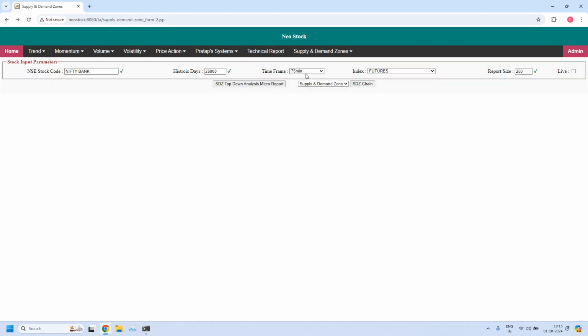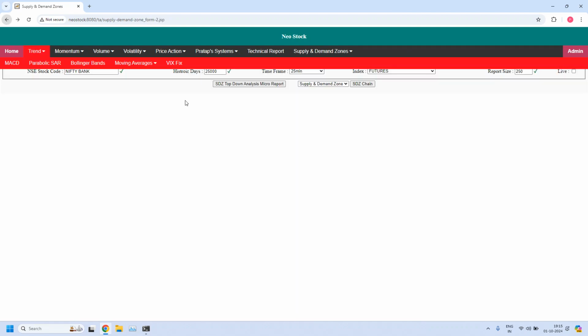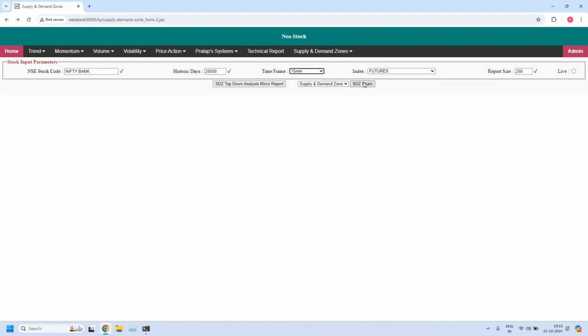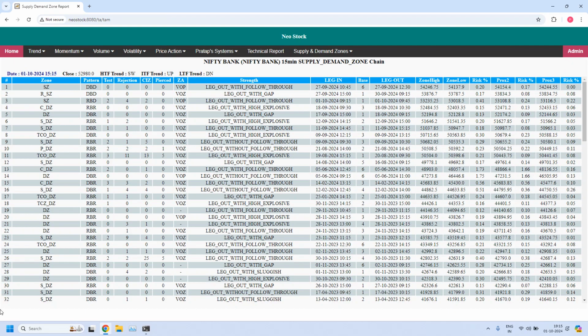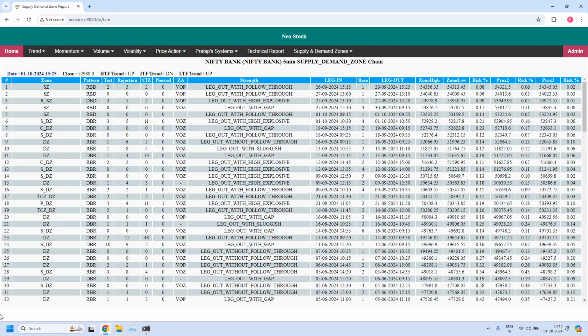The next time frame is 25 minutes, generating 25 minute supply demand zone chain for Bank Nifty. The next time frame is 15 minutes. I am generating 15 minute supply demand zone chain for Bank Nifty. And the next report is 5 minutes, generating 5 minute supply demand zone chain for Bank Nifty.